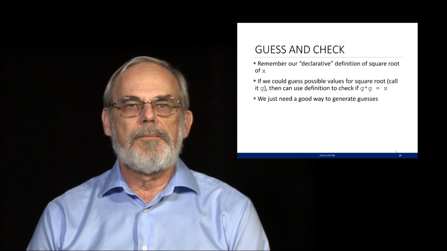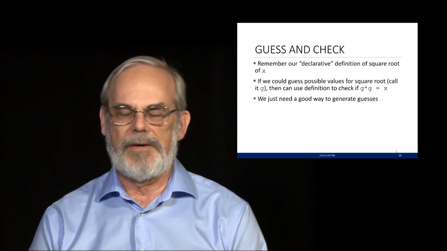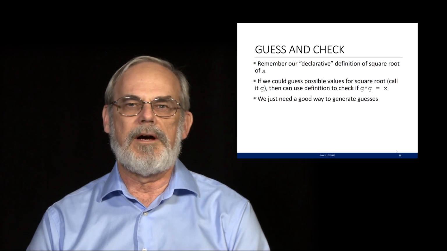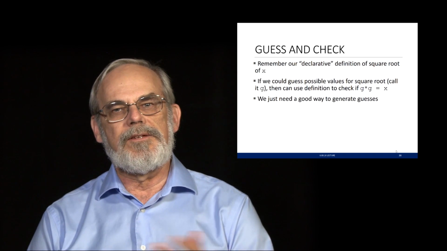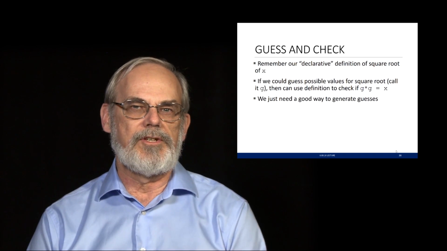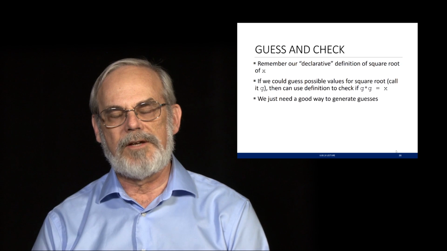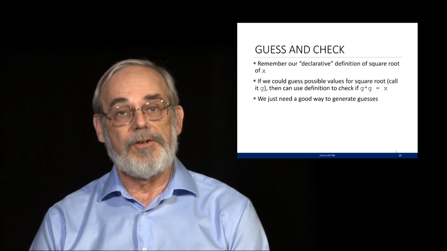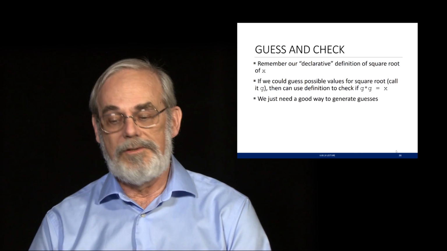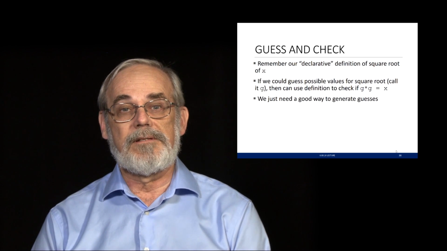Go back to what we talked about in an earlier lecture. Remember we had that declarative definition of square root. Square root of x was that y such that y squared was equal to x. And I said, if we were lucky somebody gave us a guess, we could at least use it to check whether we were right. Now we went and looked a different direction. We looked at an algorithm to actually compute it. But we can go back to that idea. Because if we had a good way to generate guesses, we could use that declarative definition to check. That's the basis of guess and check.